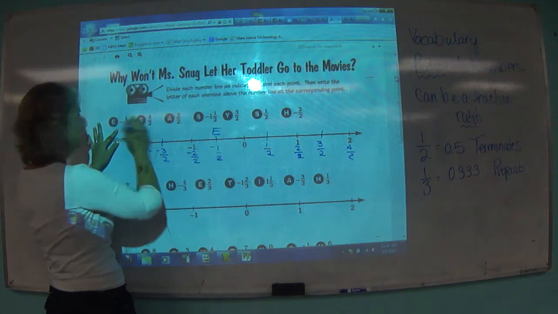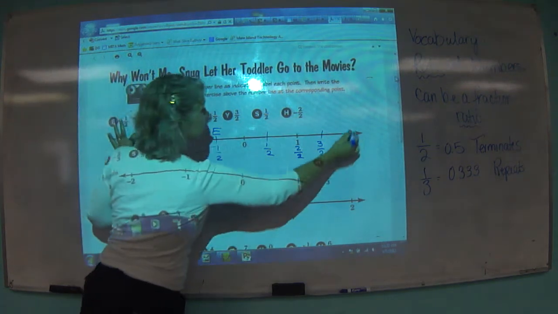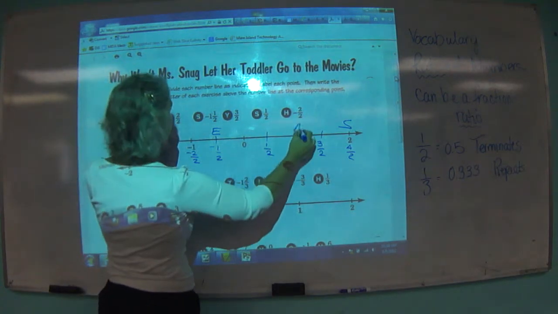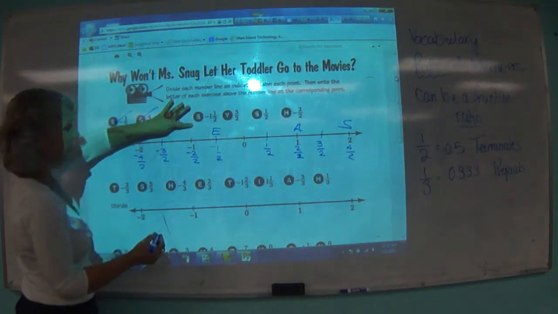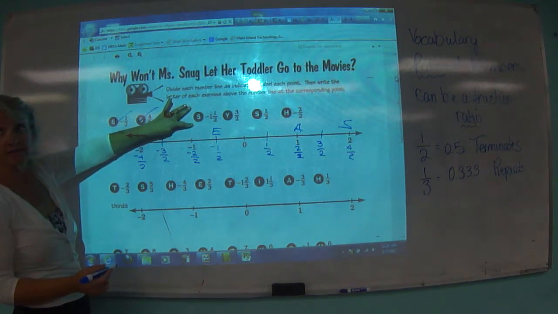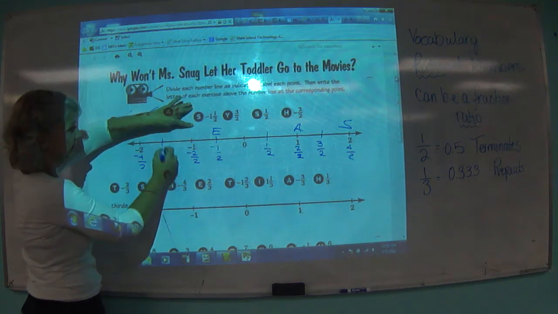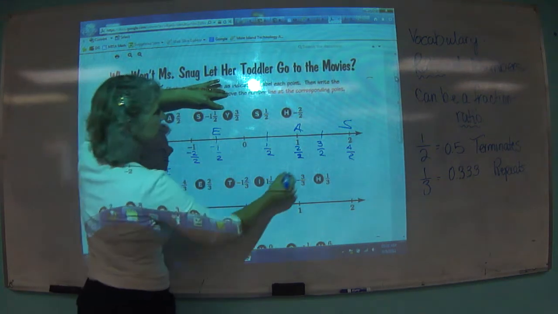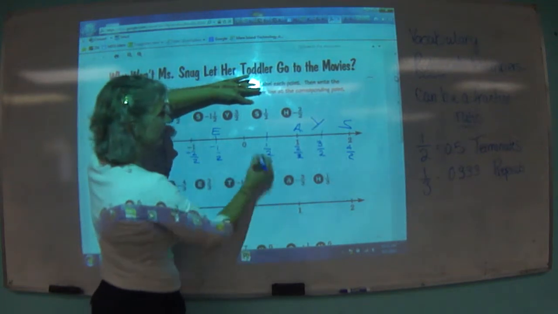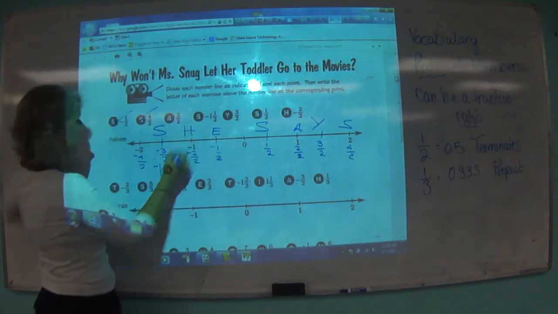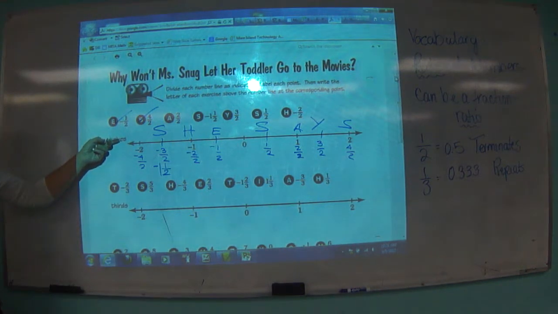This is an E. 4 halves is an S. 2 halves is an A. Oh, negative 1.5. What's that the same as? Negative 1.5? It's a mixed number. Negative 3 halves. There you go. 3 halves is Y. 1/2 is S. Negative 2 halves is the same as negative 1. So we start with halves and it says, she says.